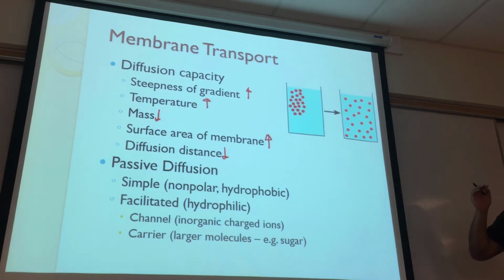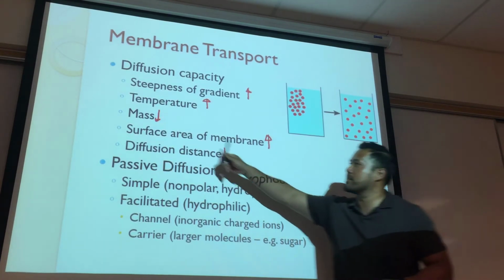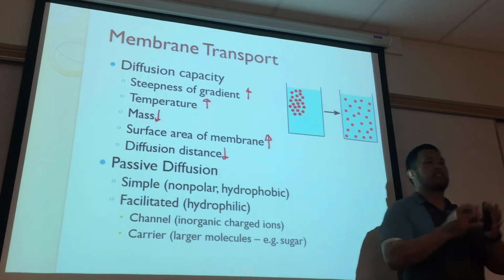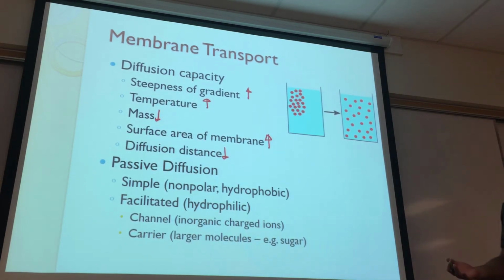So, to recap, the ones that would slow down would be the mass, the size of the molecule, and then the diffusion distance, the distance you have to travel. But the contributing factor here, especially in the physiological environment, is going to be this one, the steepness of the gradient. And you'll be able to see that when we look at what I call the YouTube example in just a little bit.